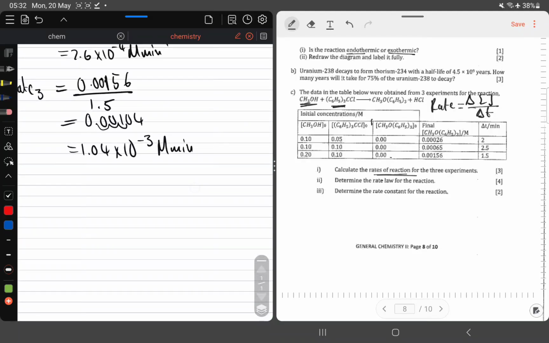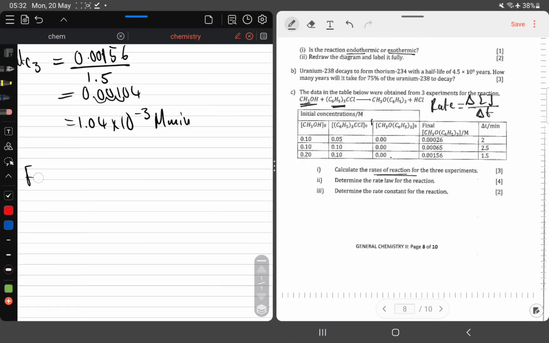So now I'm going to say for CH3OH, use experiments. I want for this reactant only it to change. So I can see in 2 and 3, it's changing from 0.10 to 0.20, but the other reactant is not changing. So basically, I'm going to use them. So I'm going to say use experiments 2 and 3. So let's go. What are we going to say?